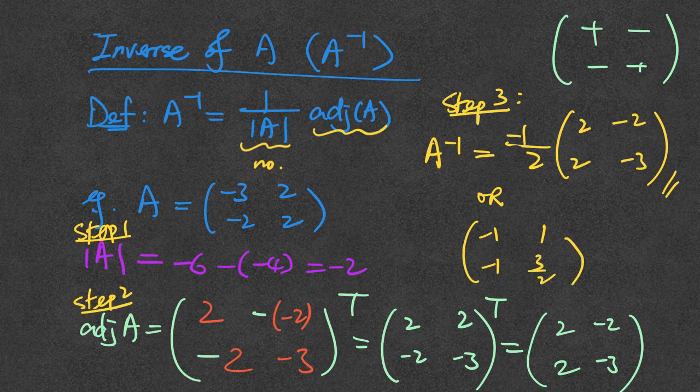But the basic principle is only if the number outside can cancel every element in the matrix, then you are compulsory, you are requested to do so. Or else both answers will be accepted, either the number outside or you multiply the number into every element.